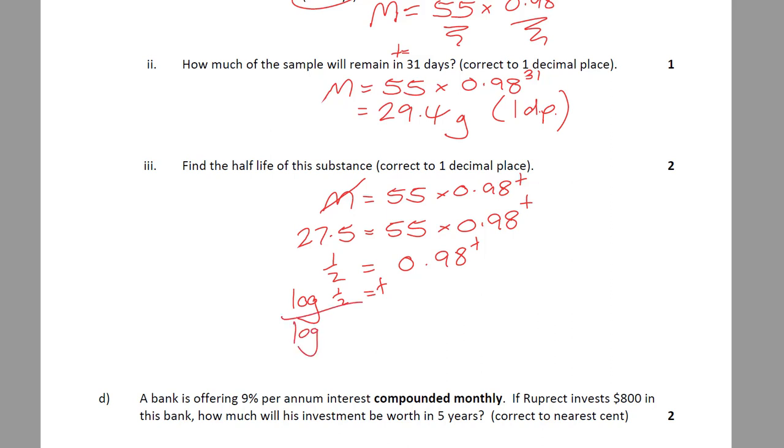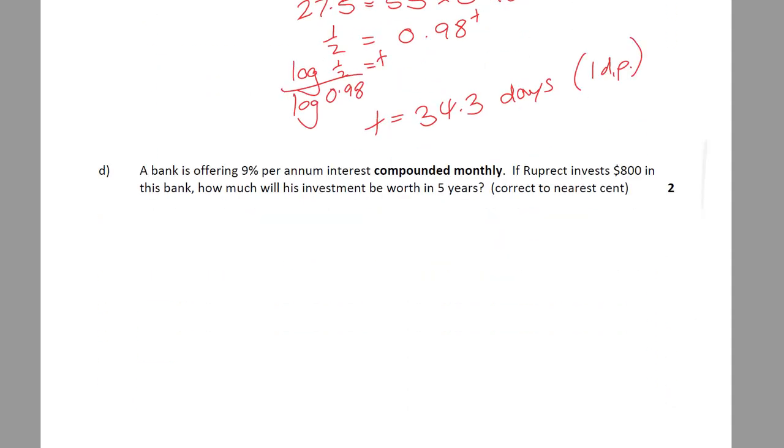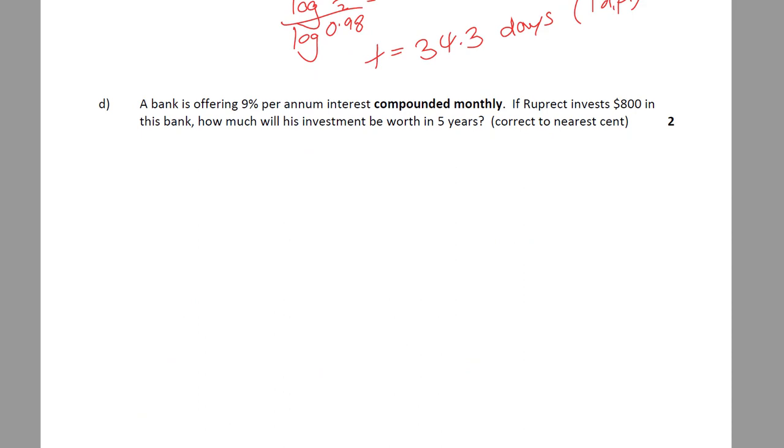So that comes over here as a log of 0.98. And I go to the calc. A log of a half divided by a log of 0.98 equals 34.3. The units for time were days. And there's my habit, 1 dp. Okay, the next question, look, it's the same. It's the same as all the others. There's a formula provided if you want.